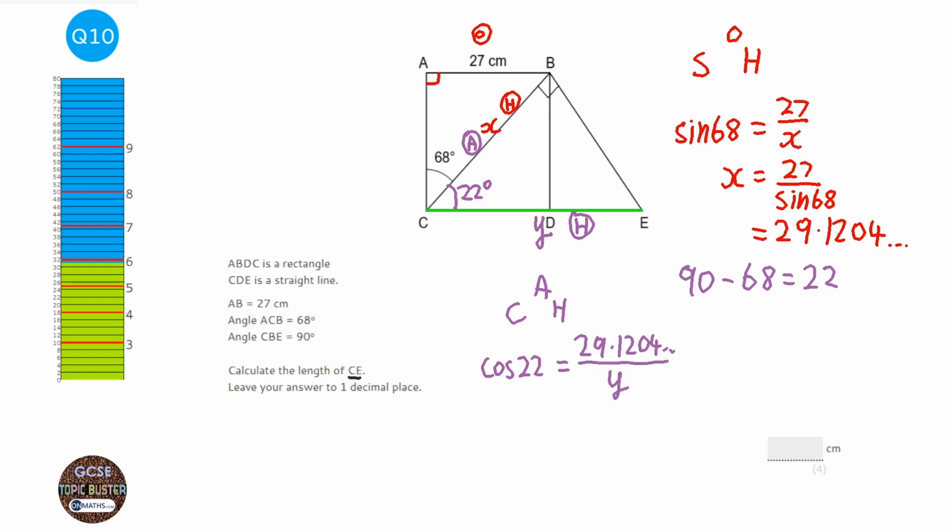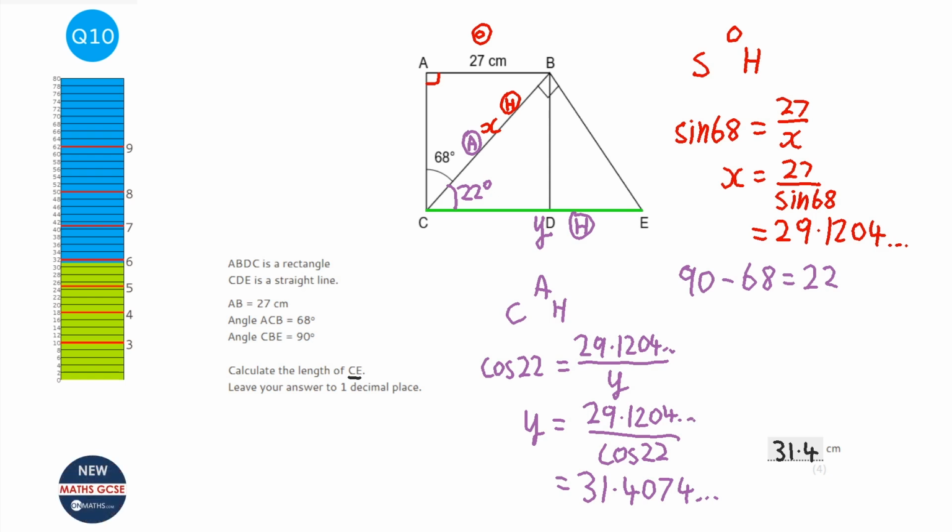So again, I'm going to times both sides by y and divide both sides by cos 22. So y equals 29.1204 and so on, over cos 22. Now I kept that in my calculator, so I can just press divided by cos 22. Press equals, and it's 31.4074 and so on, and it wants the answer to 1 decimal place, so it's going to be 31.4.